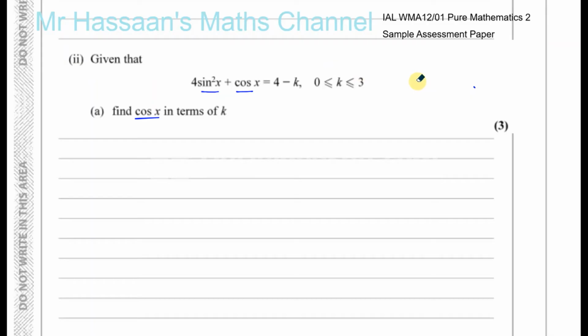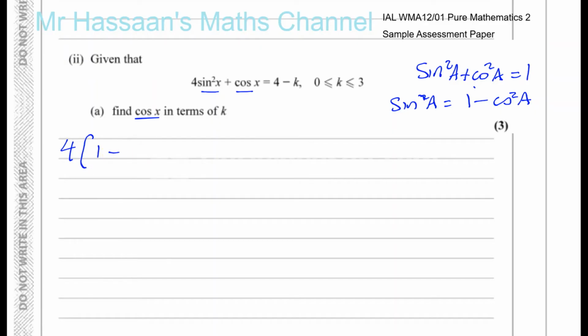So let's change this using the identity that the sine squared of any angle plus the cosine squared of that same angle equals 1 always. That's an identity. It's always true for any angle, as long as they're the same angle. So I can take the sine squared of an angle and replace it with 1 minus cosine squared of that same angle, and they would be the same thing. So I can take that sine squared x and replace it with 1 minus cosine squared x.